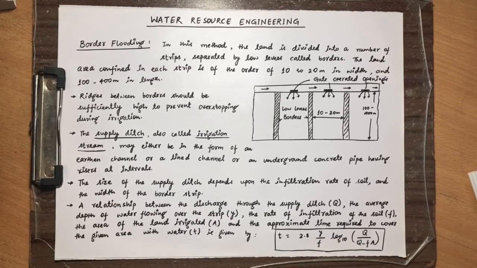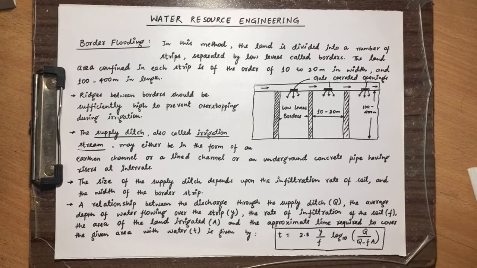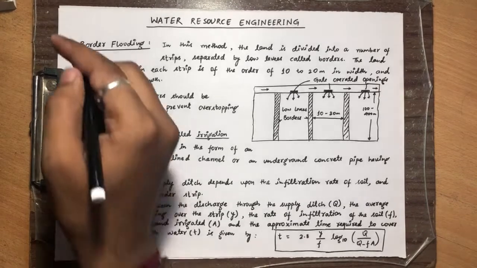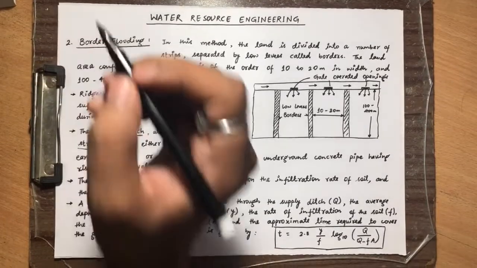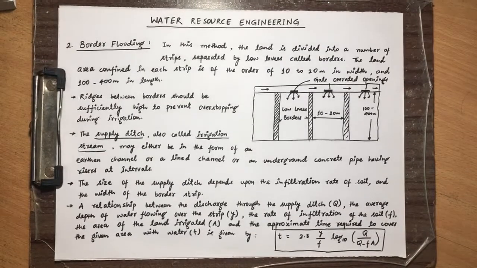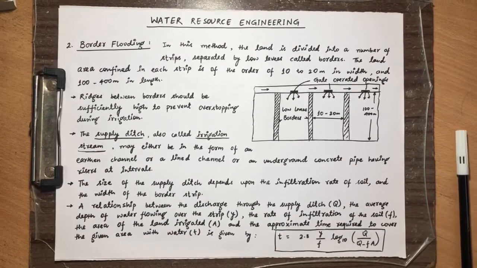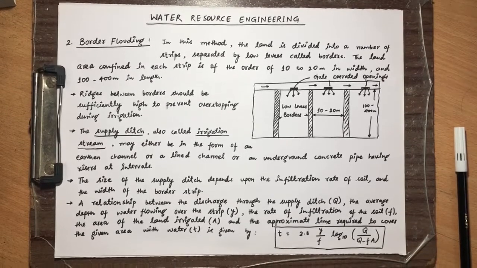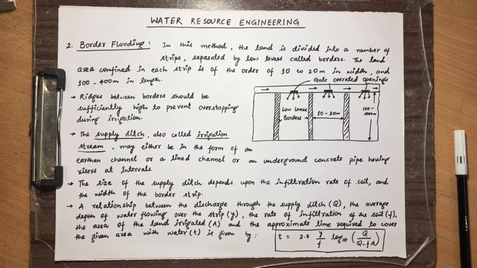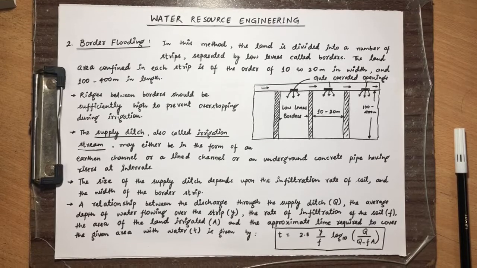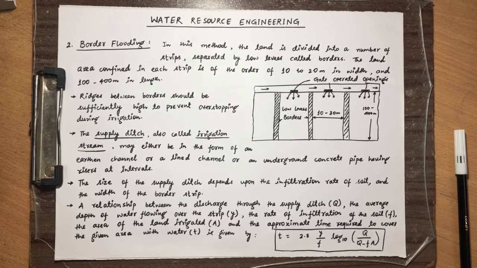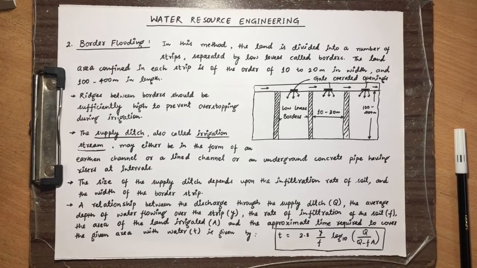So we are studying about the techniques of distribution. In the previous class we learnt about free flooding. It was our first technique of distribution. Today we are going to learn about border flooding. So let us see what we are going to do in border flooding.